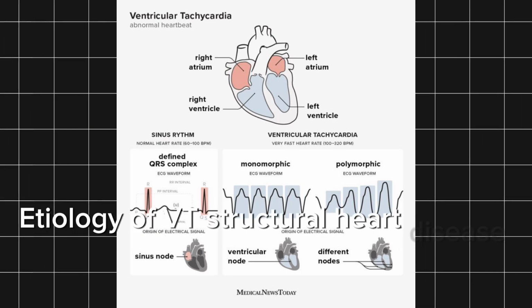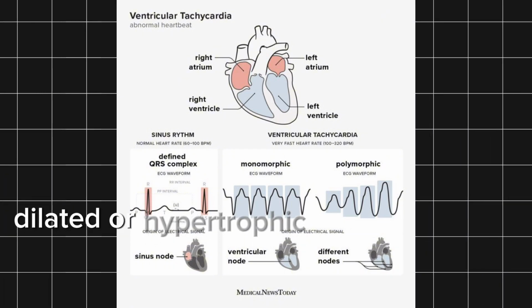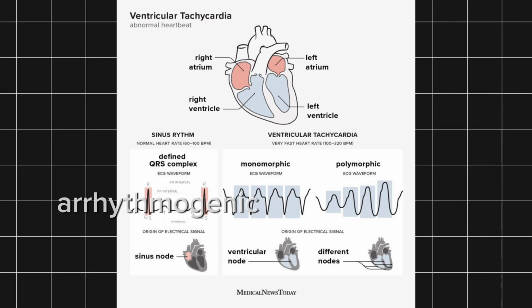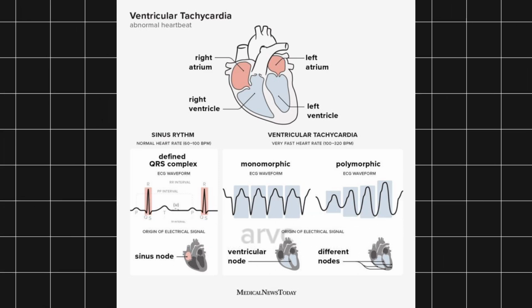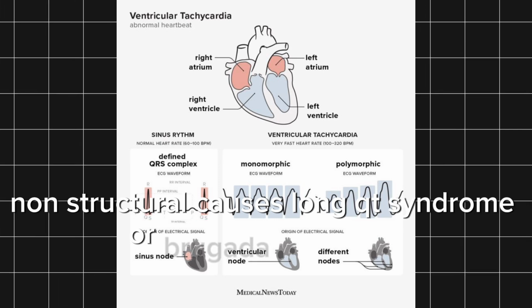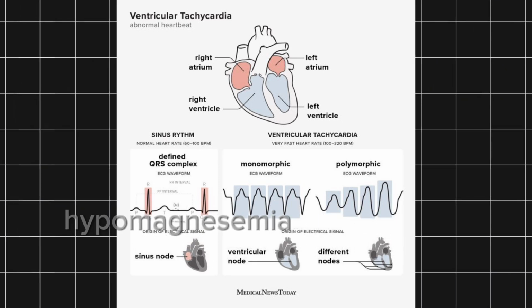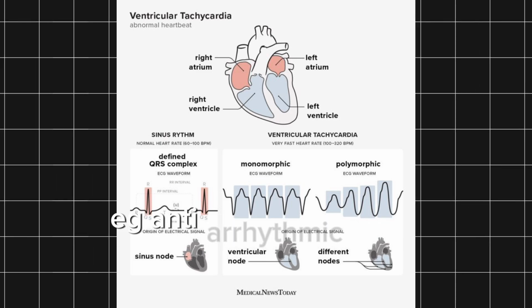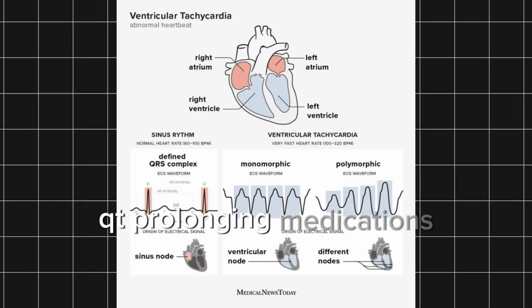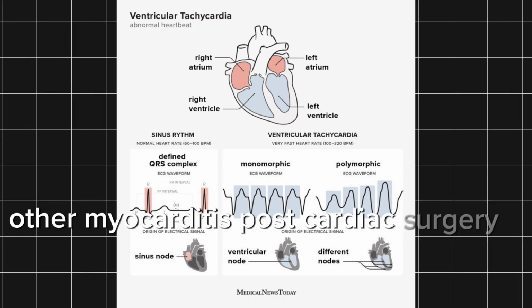Etiology of VT. Heart disease: myocardial infarction most common, dilated or hypertrophic cardiomyopathy, arrhythmogenic right ventricular cardiomyopathy ARVC. Non-structural causes: long QT syndrome or Brugada syndrome, electrolyte imbalances e.g. hypokalemia, hypomagnesemia, drug-induced e.g. antiarrhythmic drugs, QT prolonging medications. Other: myocarditis, post-cardiac surgery.